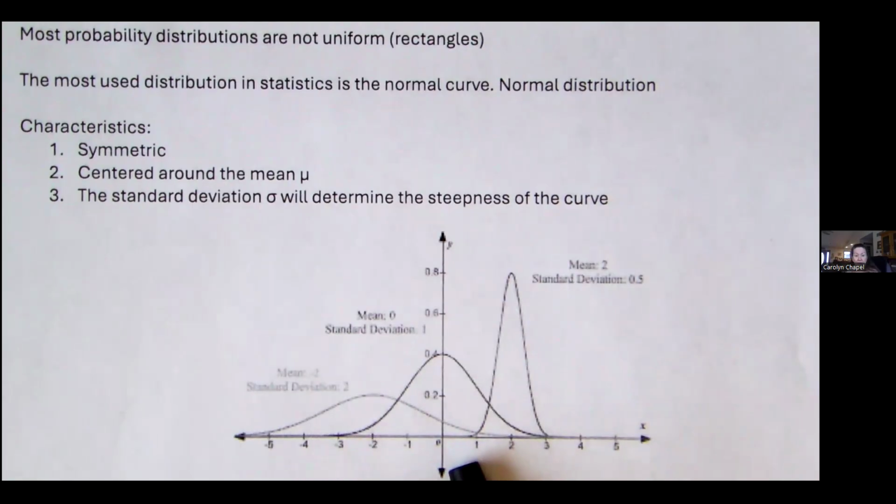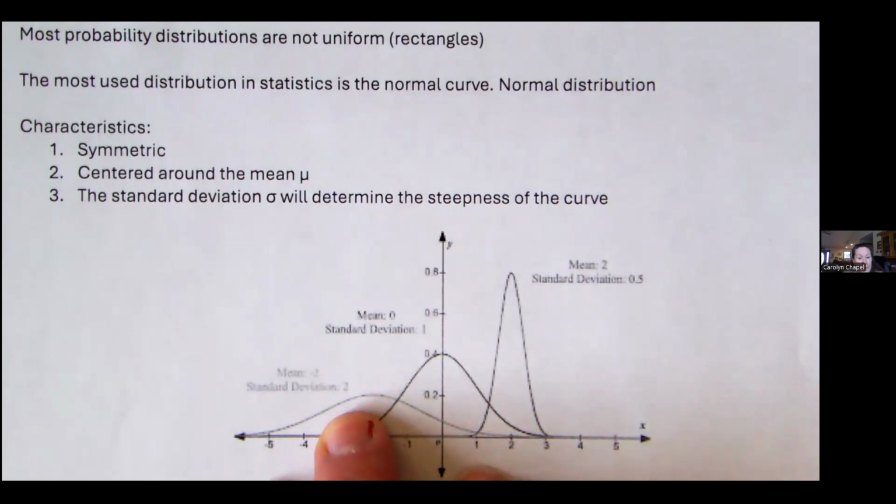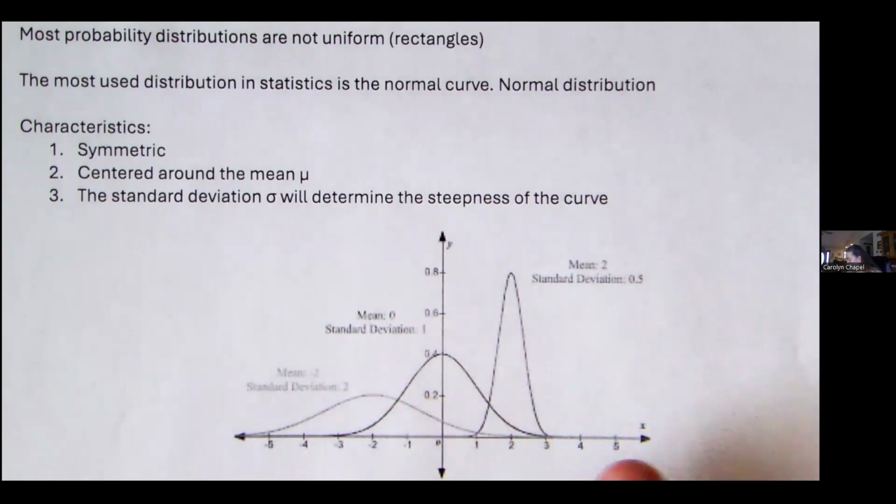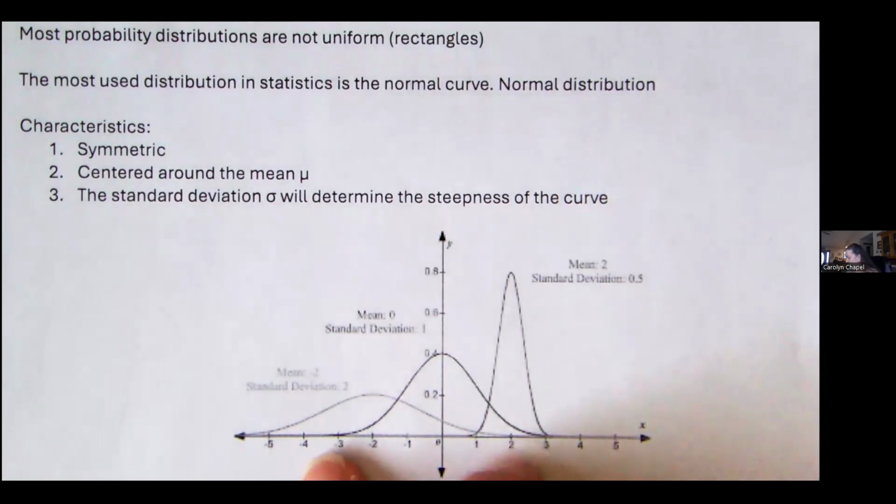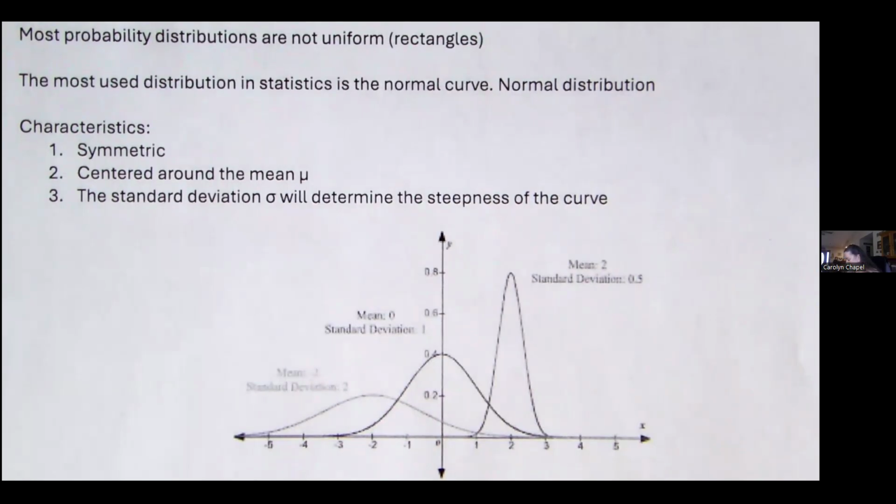I have some pictures here so you can kind of see what happens. This one is centered around -2, so it's got a mean of -2, and it has a standard deviation of 2, so it's a little flatter. This one here is centered at 0 with a standard deviation of 1. This has a mean of 2 with a standard deviation of 1/2 or 0.5. So you can kind of see that the smaller the standard deviation, the steeper they got. Also, as the mean changed, it slid up or down on the number line.